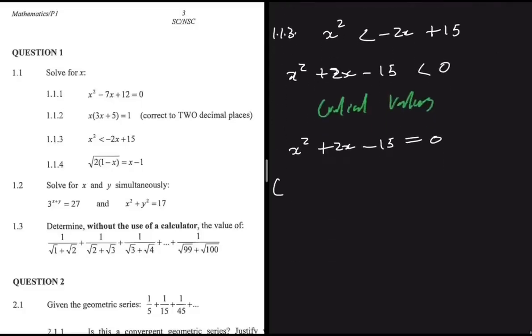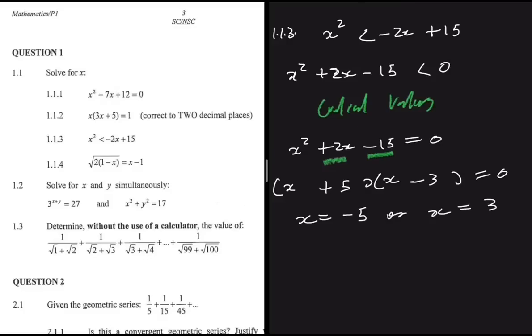Again, we're going to open 2 brackets and ask ourselves that key question again. Which 2 numbers do I multiply and get minus 15, but when I add them, I get plus 2? That is plus 5 and minus 3. So we're going to get (x plus 5)(x minus 3). So x is equal to minus 5 or x is equal to 3, right?